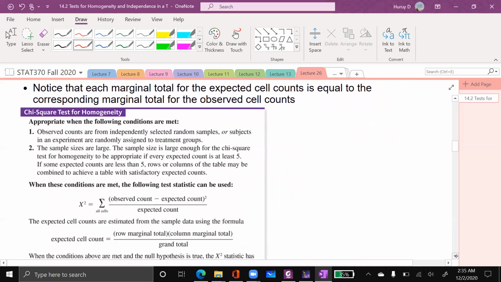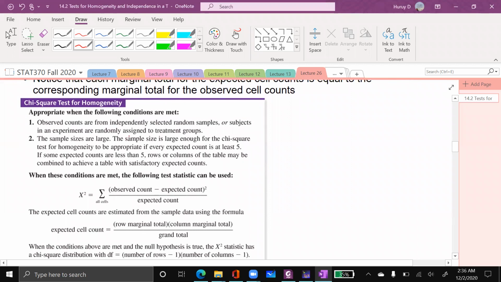Okay, so now going to the chi-square test for homogeneity. The conditions are still the same as what we've seen last time. So the counts have to be greater than 5, all of them. We want all of them to be greater than 5. And of course, the samples have to be independent. They have to be selected independently, or we need to have a reason to believe that the sample is representative of the population.